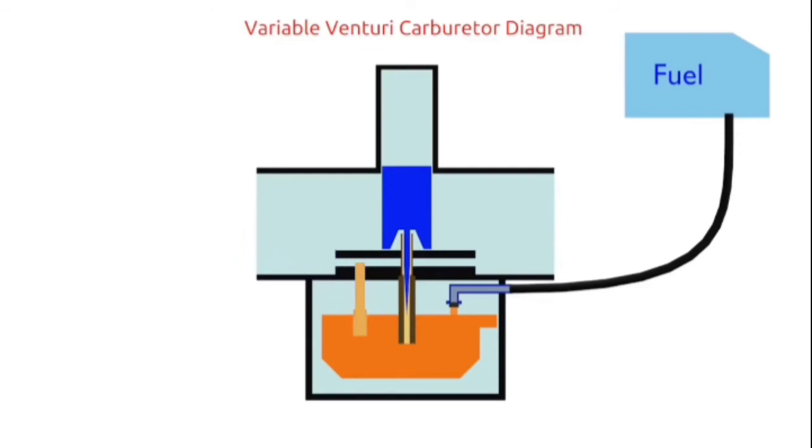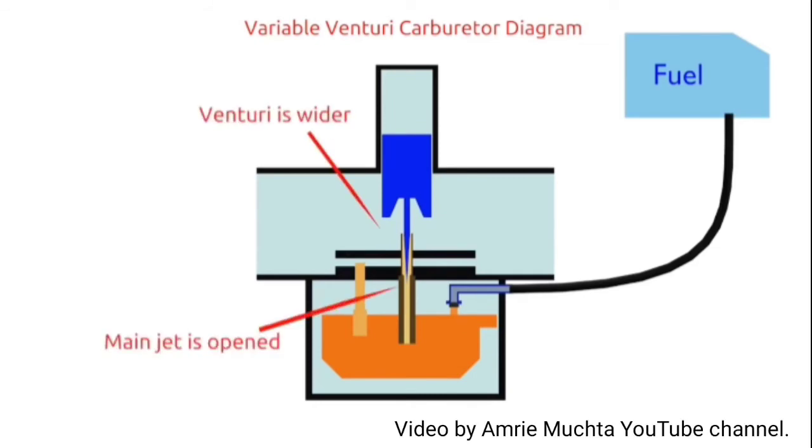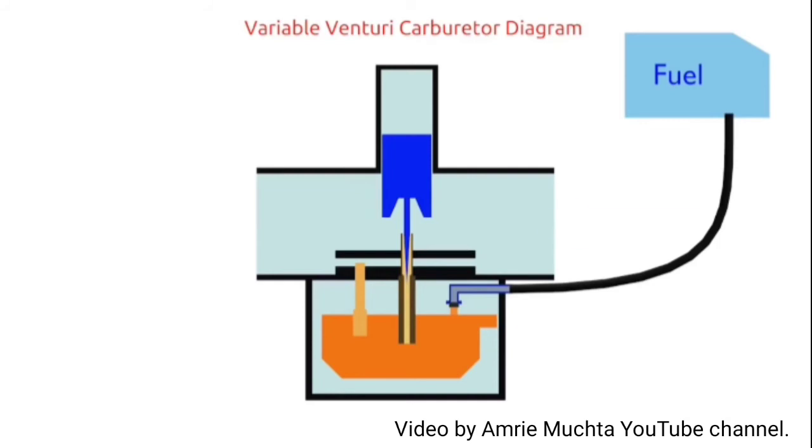When we pull the RPM handle, the piston is lifted. It makes the venturi wider and the main jet is open. So that greater air volume flows through the venturi and fuel is also sucked through the main jet. The higher the piston position, the wider the venturi will be. The wider the venturi, the greater the air flow. And the result, the faster engine RPM.